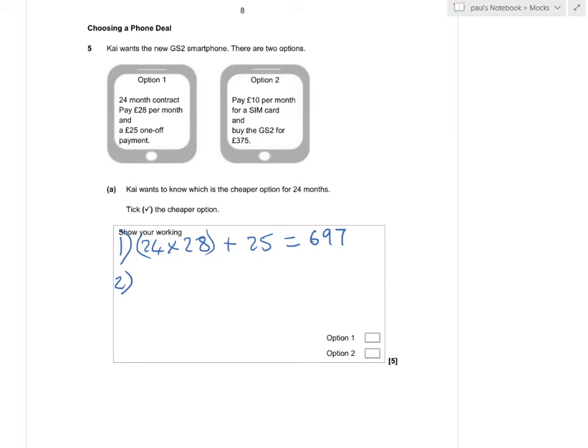Option 2 is pay £10 a month for a SIM card and buy the phone. So we've got £10 a month times 24 months, and then plus 375. So that's 240 plus 375. Well, this is always a bit cheaper, isn't it? Yeah, 615. So which is cheaper? Option 2.